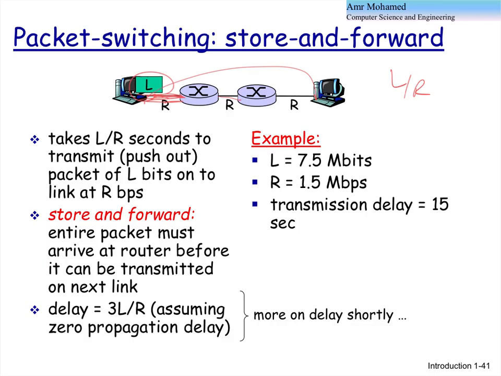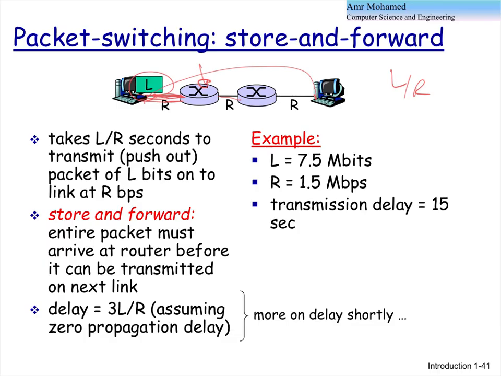If I have 3 links, don't be fast in this. You have to ask yourself one question. If the router uses store and forward, then what you're saying is true. If the router is actually a hub, what is that transmission delay? L over R exactly.